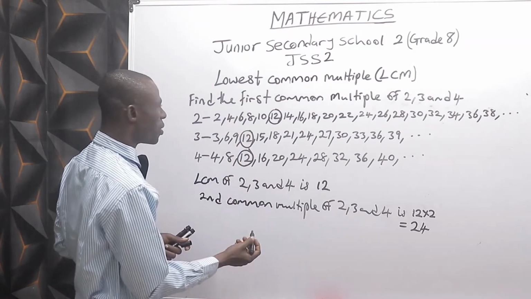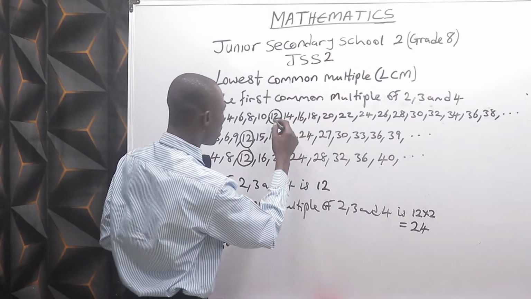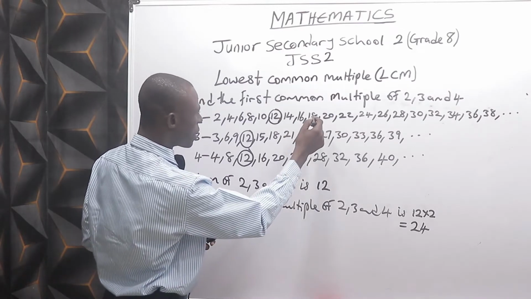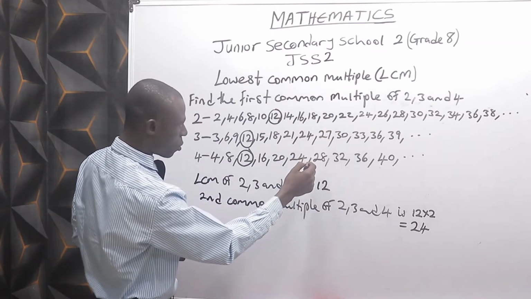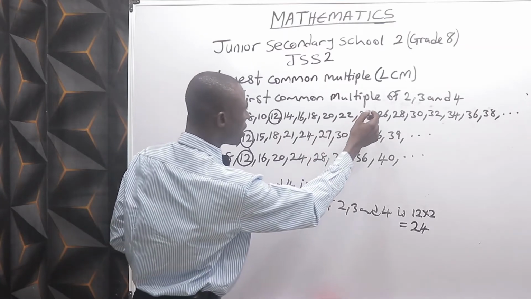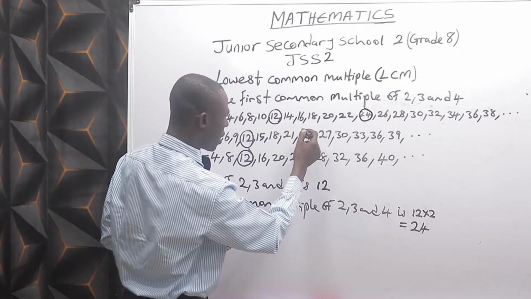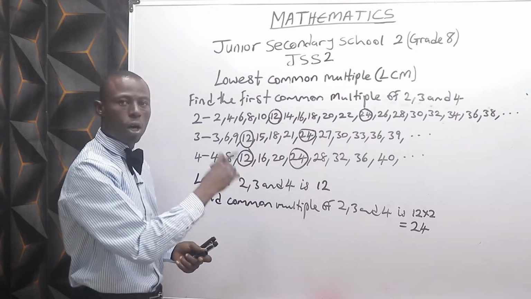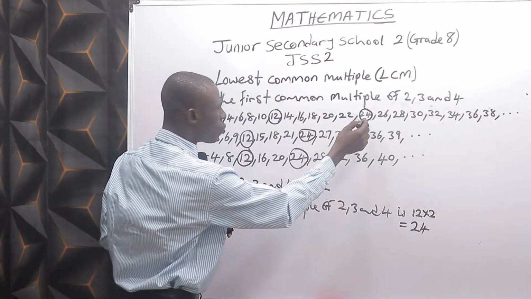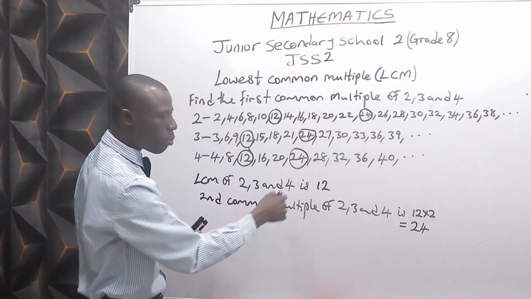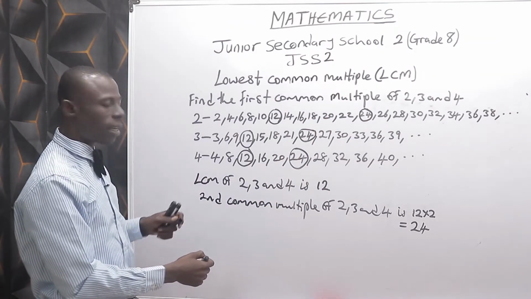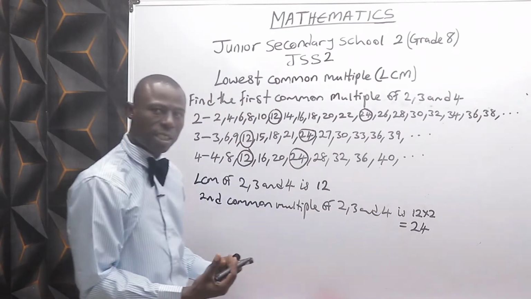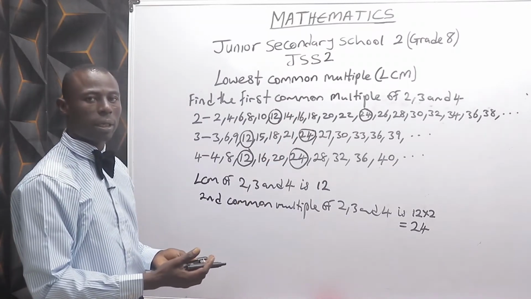And let's check it in the list. You can see 14 is not common, 16 is not common to them all, 18 is not common to them, 20 is not common to them, 22 is not common to them, 24 is common to them. Look at it. It's the second number that is common to them among the multiples of them all. So 24 is the second common multiple of 2, 3, and 4. You can see the shortcut of getting it without going through the long list.